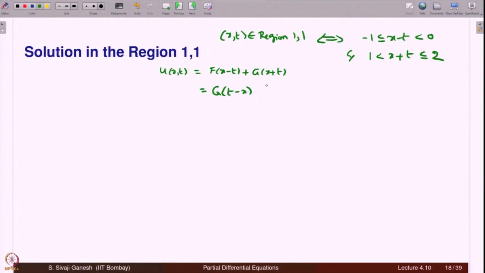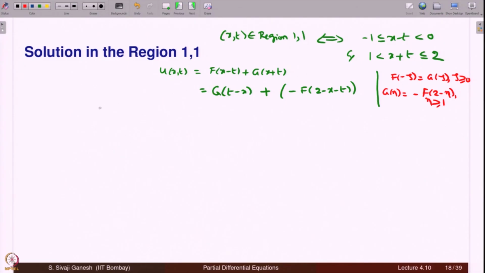Now x plus t is between 1 and 2, and when you are more than 1 there is a formula for g in terms of f, which is minus f of 2 minus x minus t. This is what we have. So what did we use here? We used two formulas. What are they? f of minus zeta equal to g of zeta if zeta is greater than or equal to 0, and g of eta equal to minus f of 2 minus eta if eta is greater than or equal to 1. We use this.